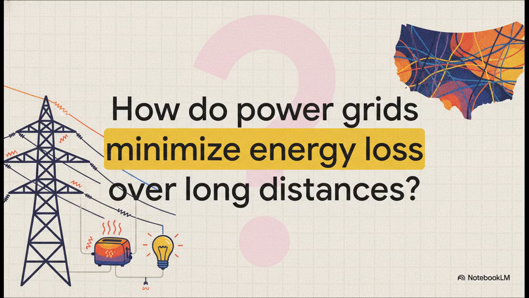And that brings us to one final thought. We've seen that resistance is useful, right? It's what makes a toaster work and a light bulb glow. But over hundreds of kilometers of power lines, that very same resistance causes energy to just be lost as heat.